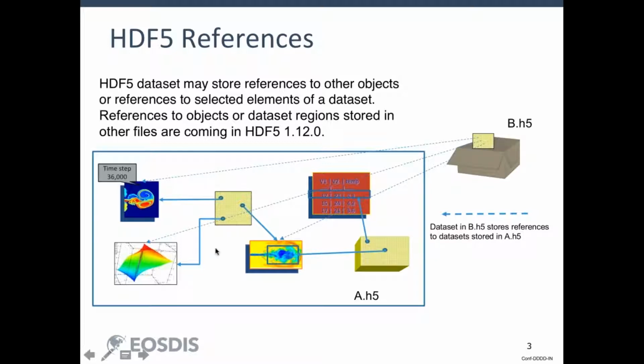So in 1.12, we're now introducing a generalization of the same concept, where you may reference objects that are stored in different files. So in file B.H5, my elements point to a dataset in file H5. The same I can do with the region references.